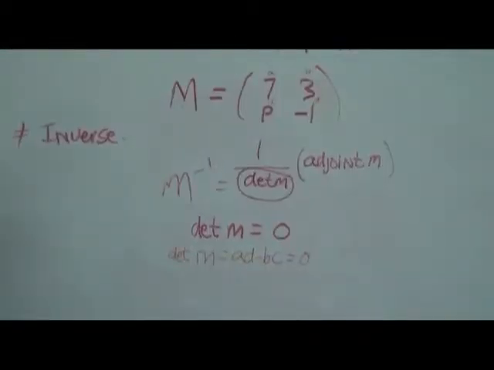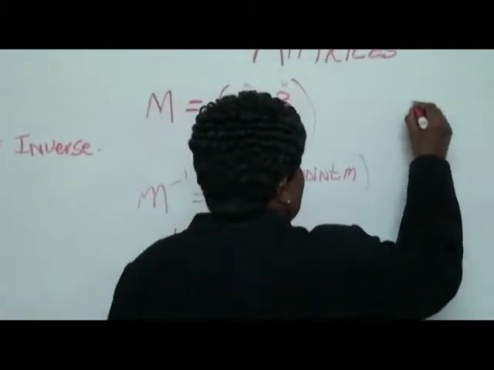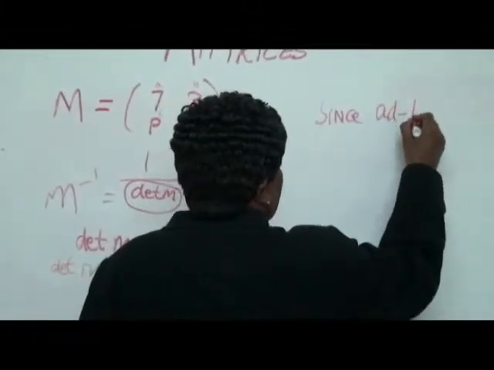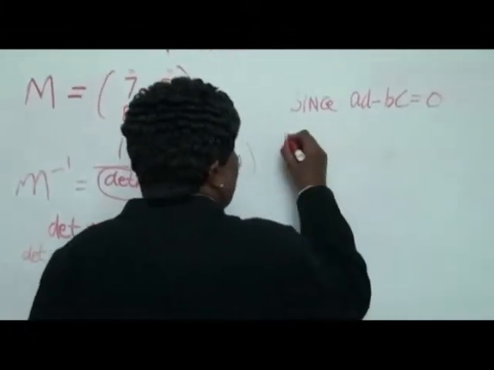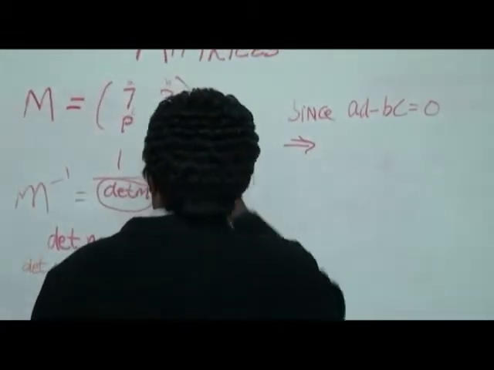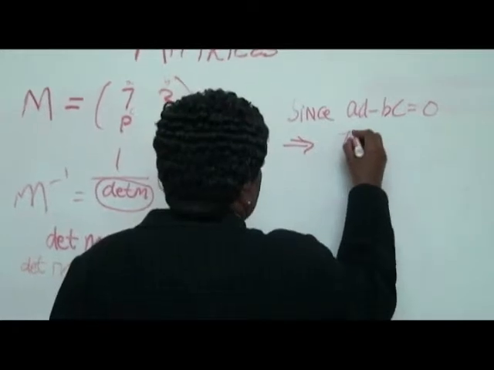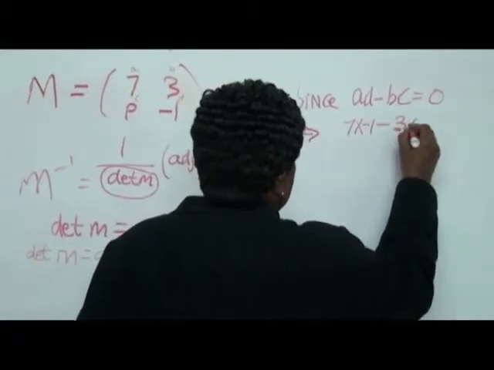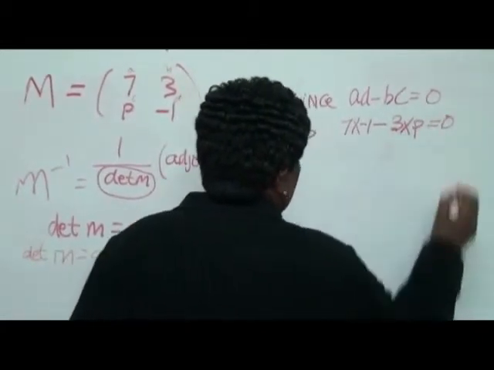Here, our A stands for 7, D is equal to negative 1, B is equal to 3, and C is equal to P. So that we can write that since AD minus BC is equal to 0, this would imply that, and it is our AD, 7 times negative 1 minus, and it is 3 times P would be equal to 0.